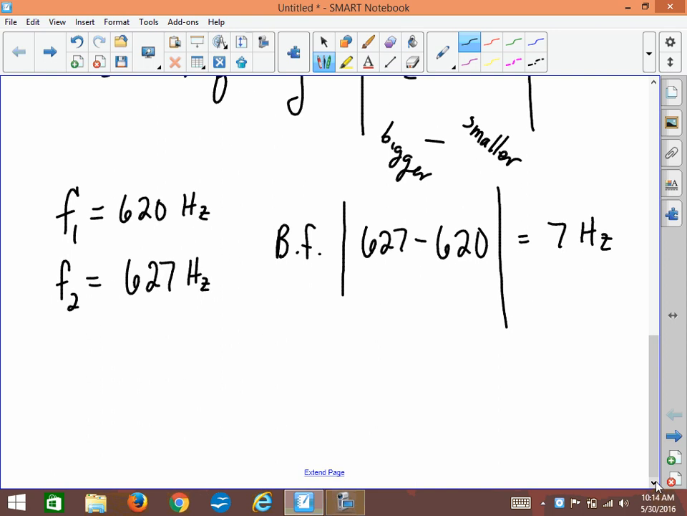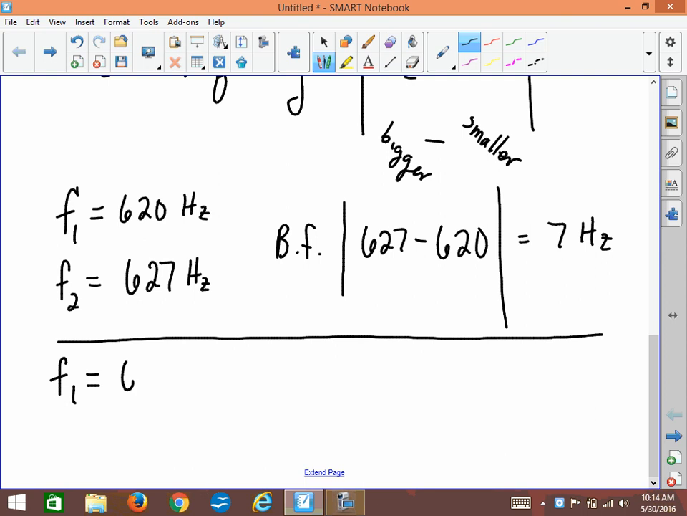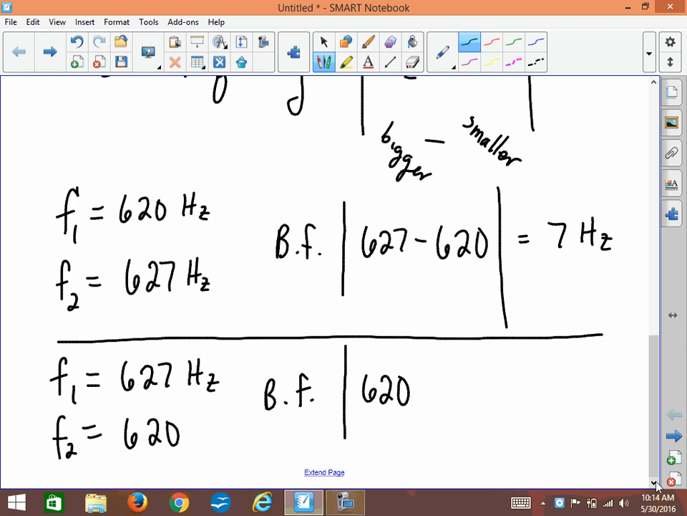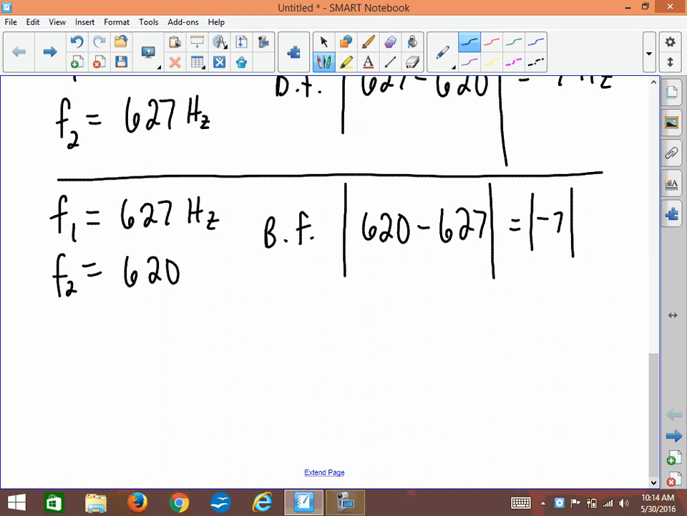But if your first frequency happens to be like this, watch. Let's say frequency 1 is 627 hertz, and frequency 2 is 620. Well, then when you do the formula, the beat frequency, in this case it would be 620 minus 627, which actually is negative 7. But these magic absolute value signs take away the negative sign. They say, don't worry about whether it's plus or minus. The answer is still 7 hertz.